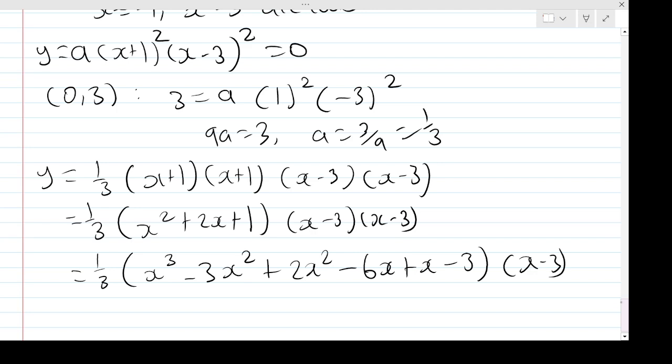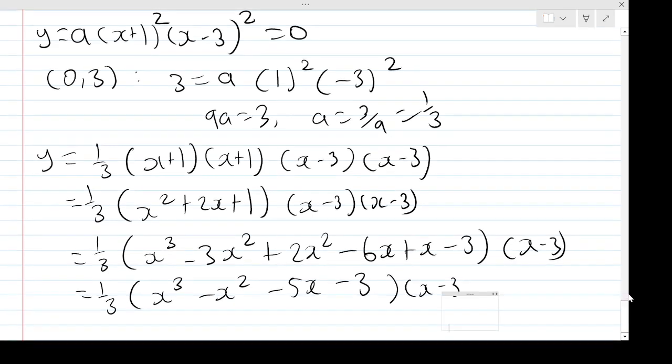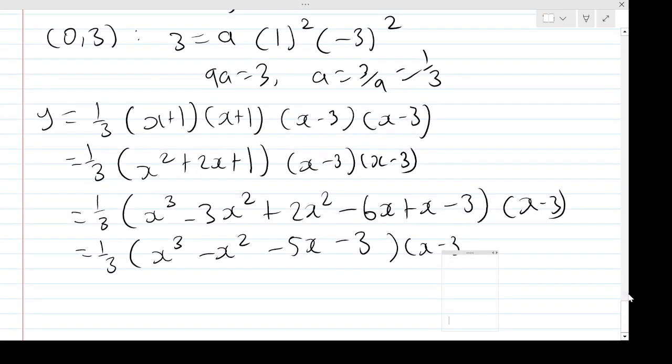Then I'm going to expand these two, but I'm going to simplify first, right, to help me out. So I have a third of x cubed minus x squared. If I collect all the like terms together, right, simplify, minus 5x, minus 3. Okay, cool. Then that's x minus 3. Okay, I need to make more room. So, okay, then I need to expand this.